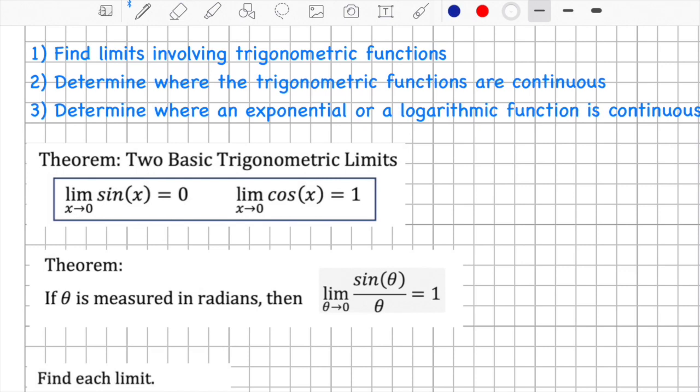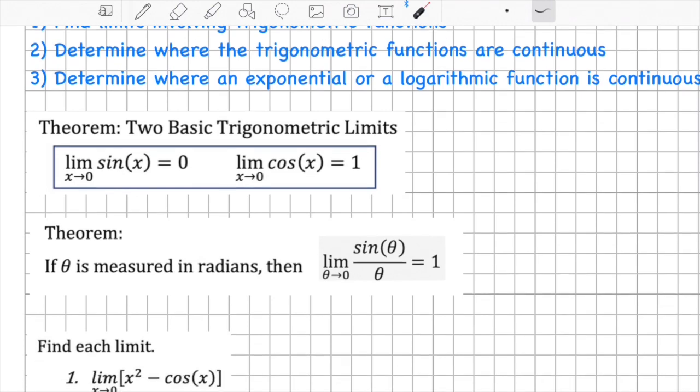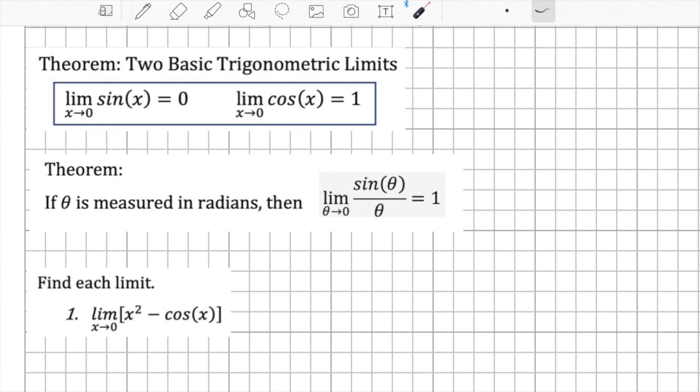So for this section, we need to know these basic trig limits. Basically, the limit as x approaches 0 of sine of x is equal to 0, and the limit as x approaches 0 of cosine of x is equal to 1. So basically, sine of 0 is 0 and cosine of 0 is 1.